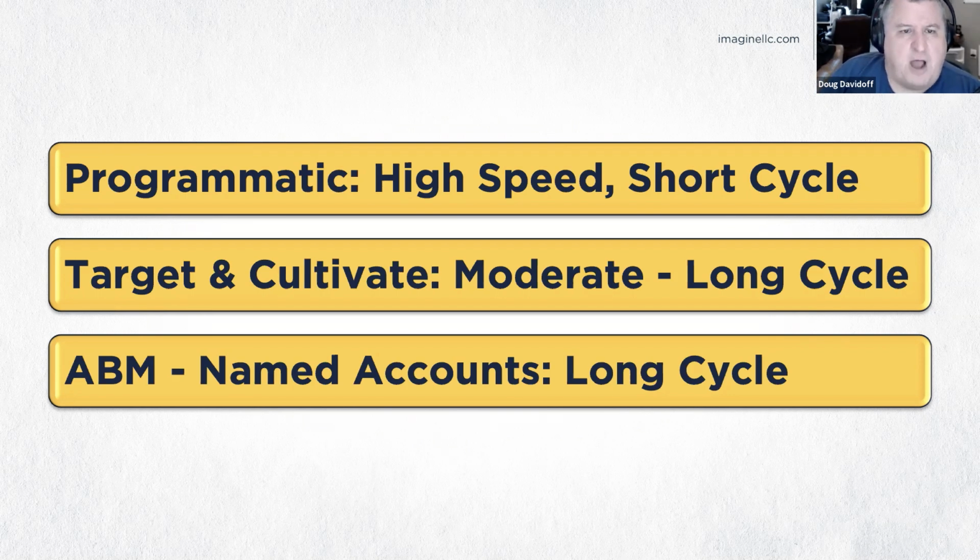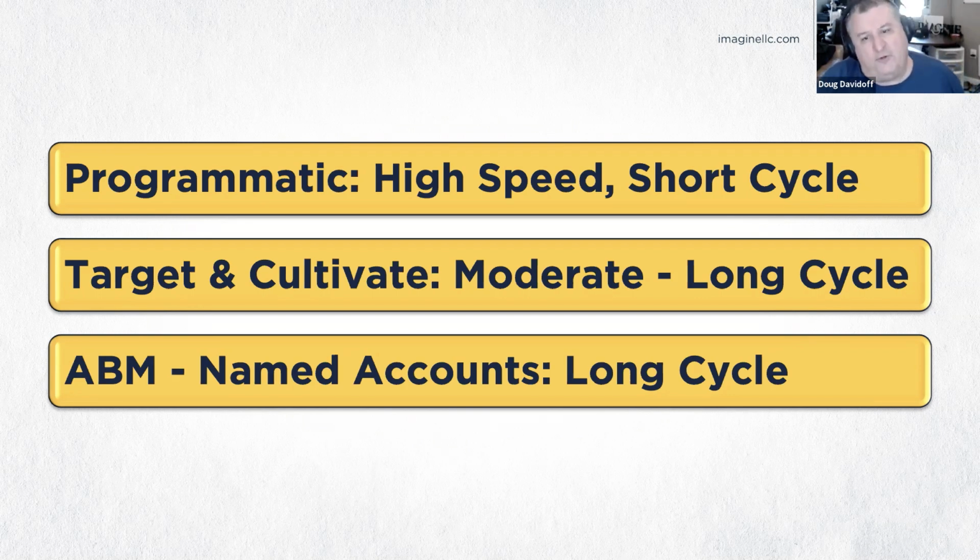Programmatic is designed for high-speed, short-cycle situations. Target and cultivate is designed for more moderate to long cycles. And ABM, named accounts, those are designed for long cycles. And I'm talking about this from a development standpoint, not from an advertising standpoint. If you want to run a true account-based sales strategy and you don't have a long sales cycle, then that is likely not the best sales strategy for you to run. Right? So you're going to be dealing with big purchases, big ticket, high ASV, long cycle.